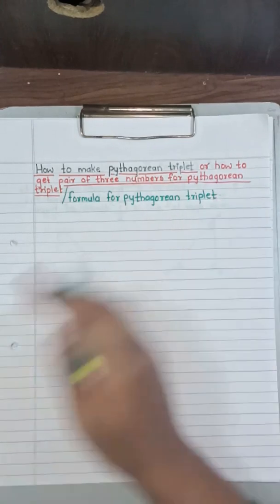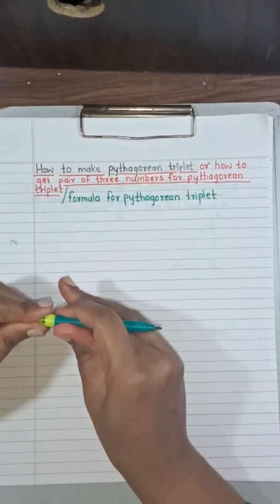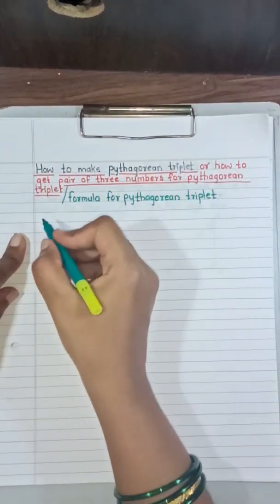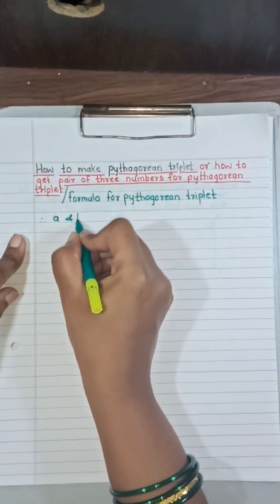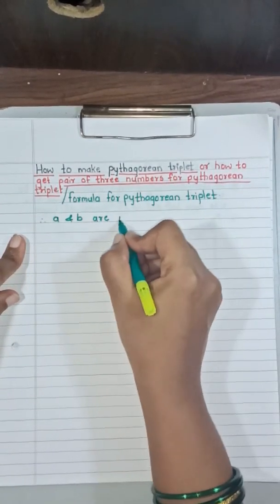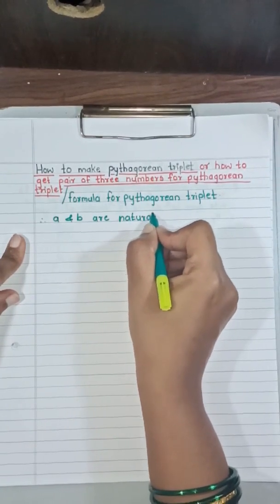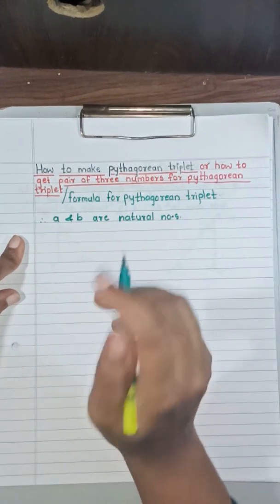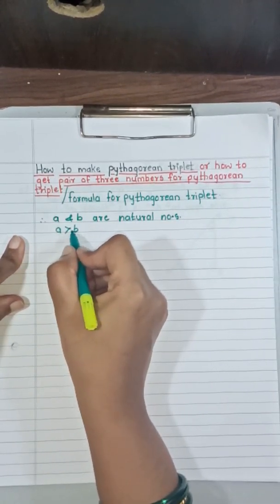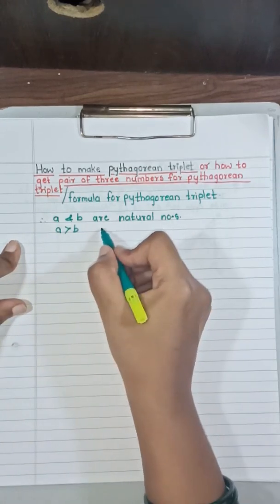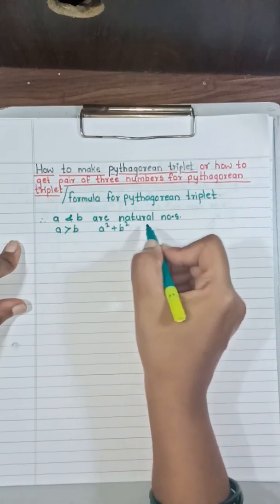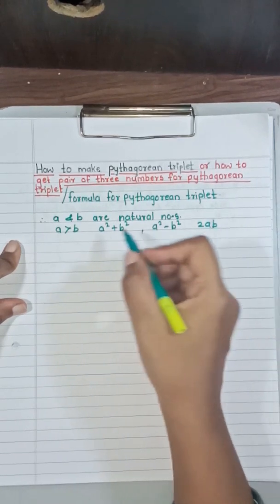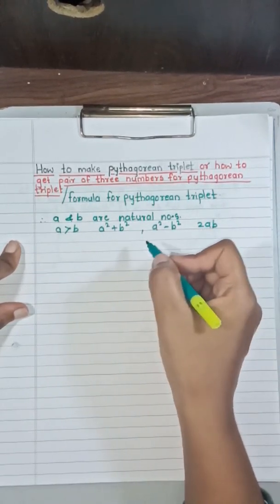Now, let us study the formula for Pythagorean triplets, or how these triplets are selected. For this, let us consider A and B are natural numbers, where A is greater than B. Now if we consider A square plus B square, A square minus B square and 2AB, we'll see whether it follows the system of Pythagorean triplets or not.